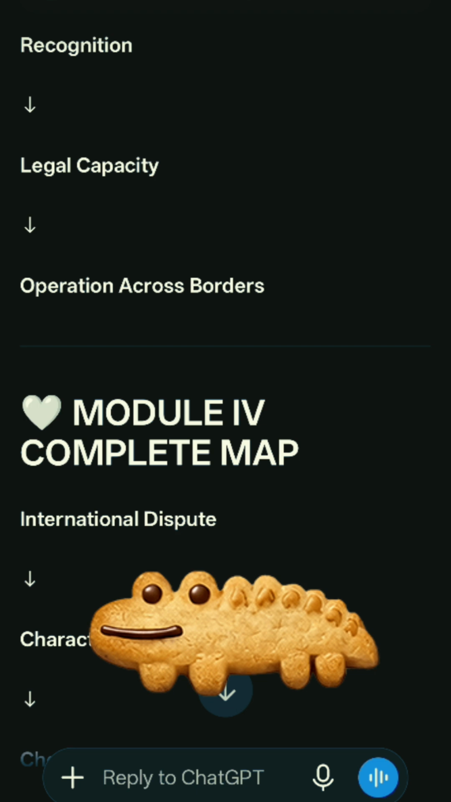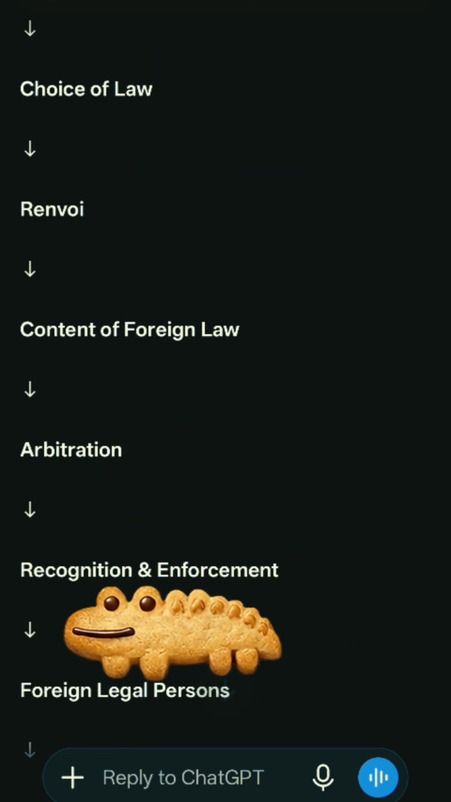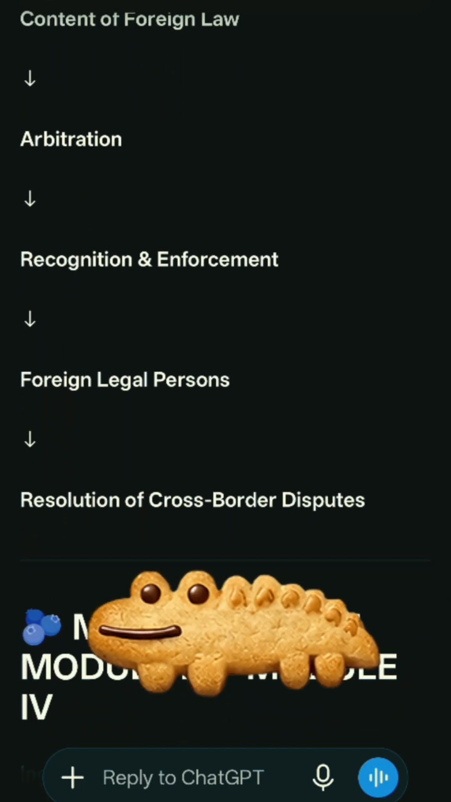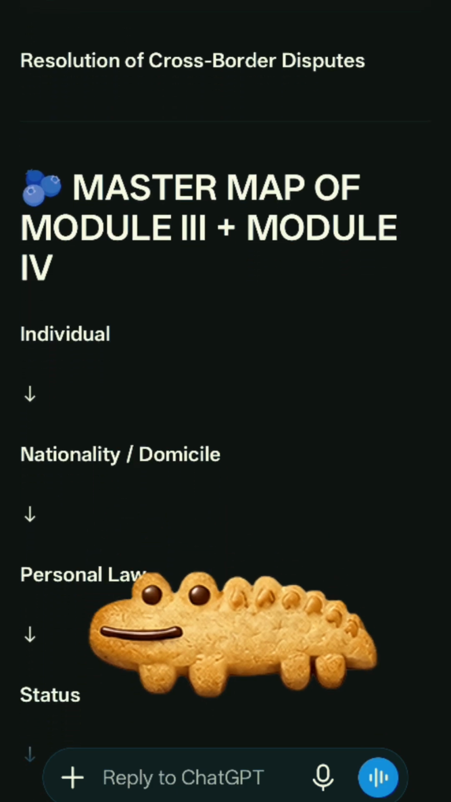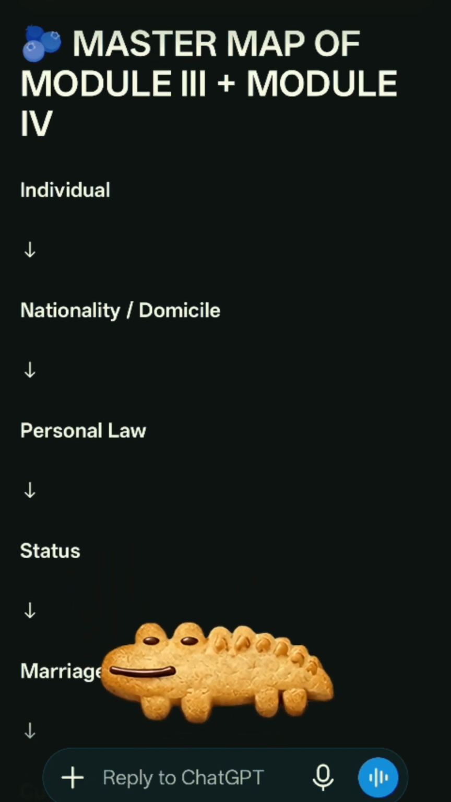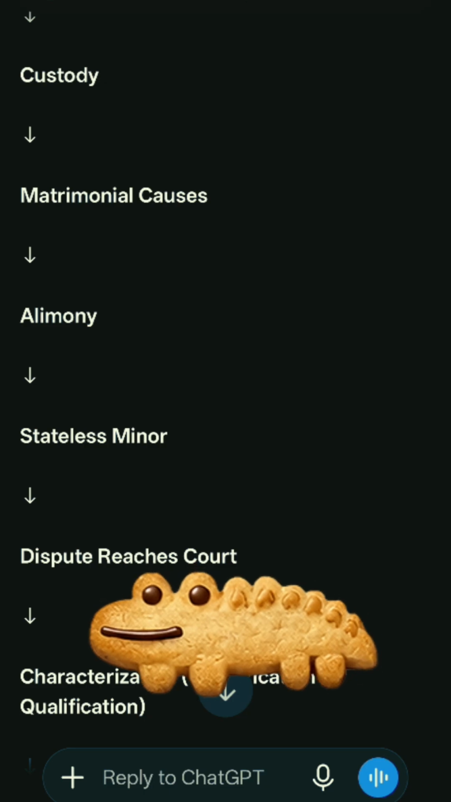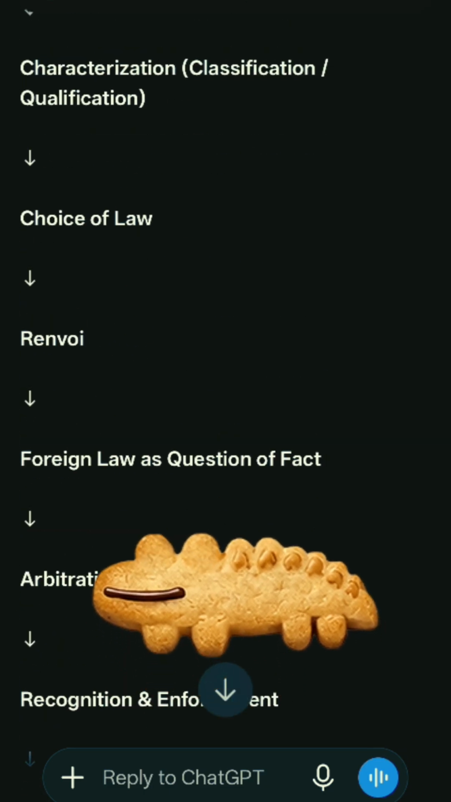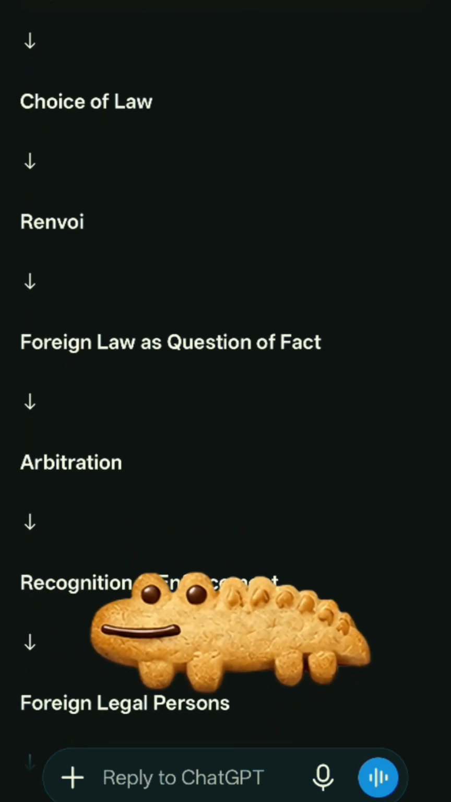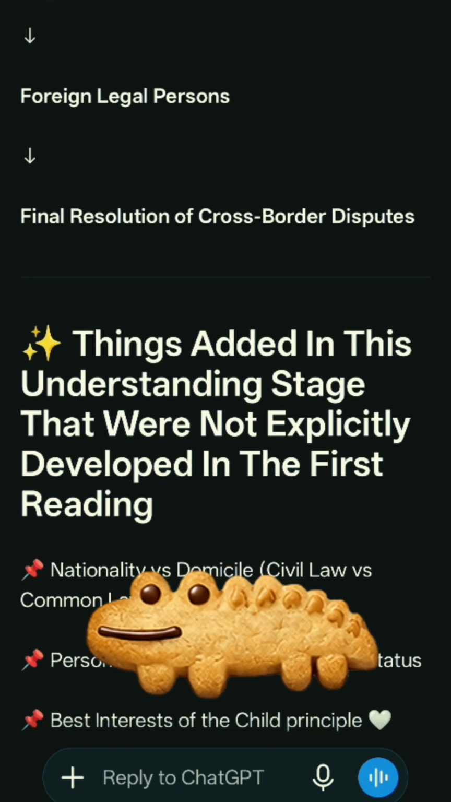Module 4, complete map: international dispute, characterization, choice of law, Renvoi, content of foreign law, arbitration, recognition and enforcement, foreign legal persons, resolution of cross-border disputes. Master map of Module 3 and Module 4: individual, nationality, domicile, personal law, status, marriage and family relations, custody, matrimonial causes, alimony, stateless minor; dispute reaches court, characterization, classification, qualification, choice of law, Renvoi, foreign law as question of fact, arbitration, recognition and enforcement, foreign legal persons, final resolution of cross-border disputes.